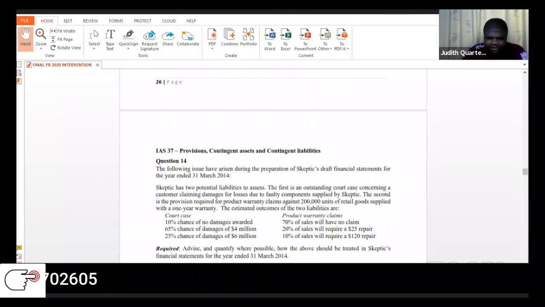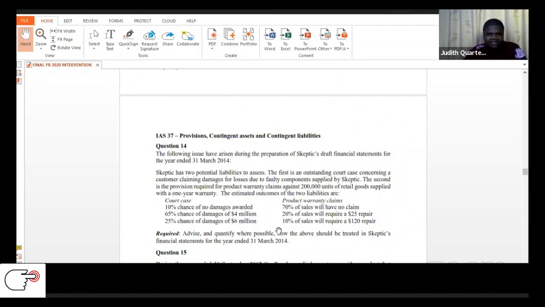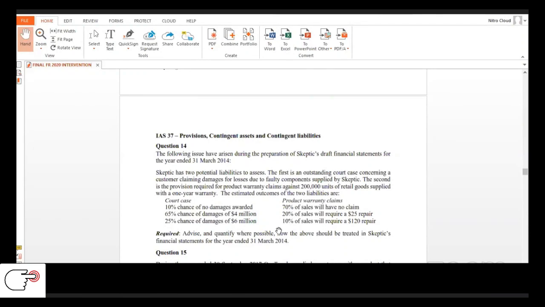Let's look at this question. IAS 37. The following issues have arisen during the preparation of Skeptic's draft financial statements for the year ended 31st May 2014. Skeptic has two potential liabilities to assess. The first is an outstanding court case concerning a customer claiming damages for losses due to a faulty component supplied by Skeptic. The second is the provision required for the product warranty claims against 200,000 units of retail goods supplied with 1 year warranty. The estimated outcomes of the two liabilities are the court case and the product warranty claims.